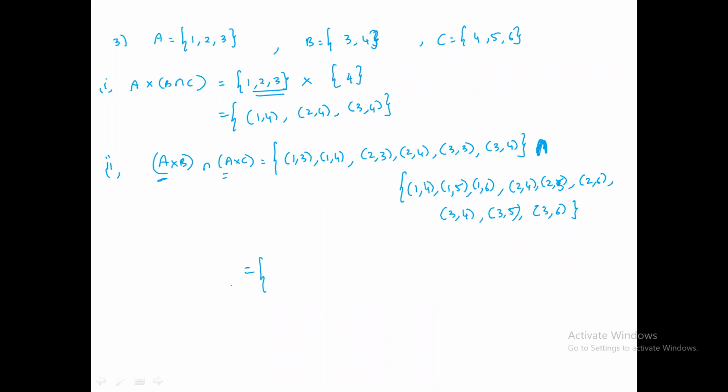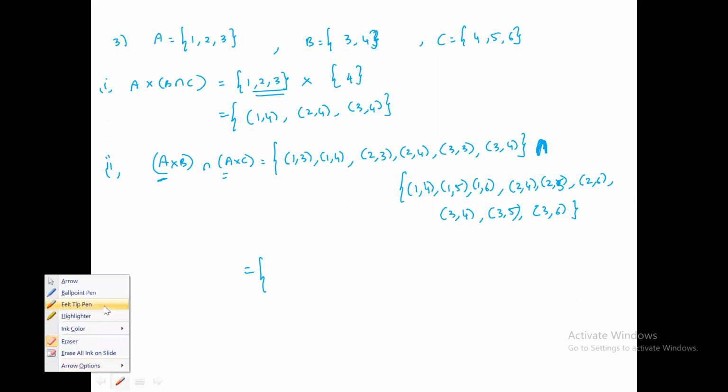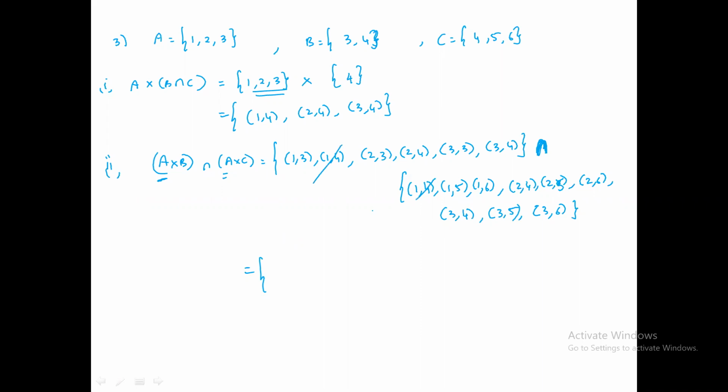Common in both. What can you see common? (1, 3). Can you see common in both? No, (1, 3) is not common. So I can't take (1, 3). What else common? Yes, (1, 4) is common. Next, anything else? (2, 4) is common. Next, anything else? (3, 4) is common. That's it. So the commons are (1, 4), (2, 4), (3, 4).